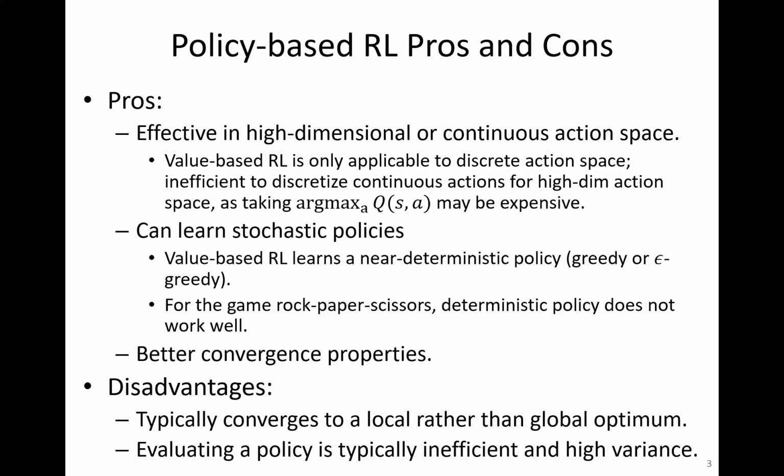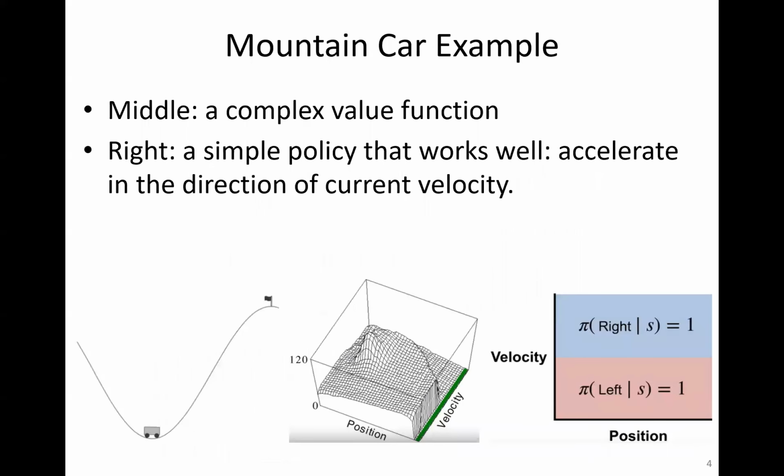And policy-based RL has better convergence properties. We saw before that the policy becomes stable long before the values converge. The disadvantages are that it typically converges to a local rather than global optimum, and evaluating a policy is typically inefficient and high variance.